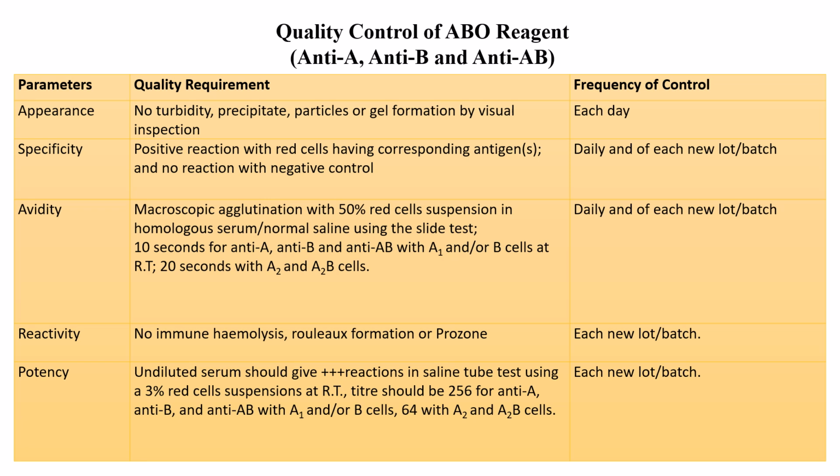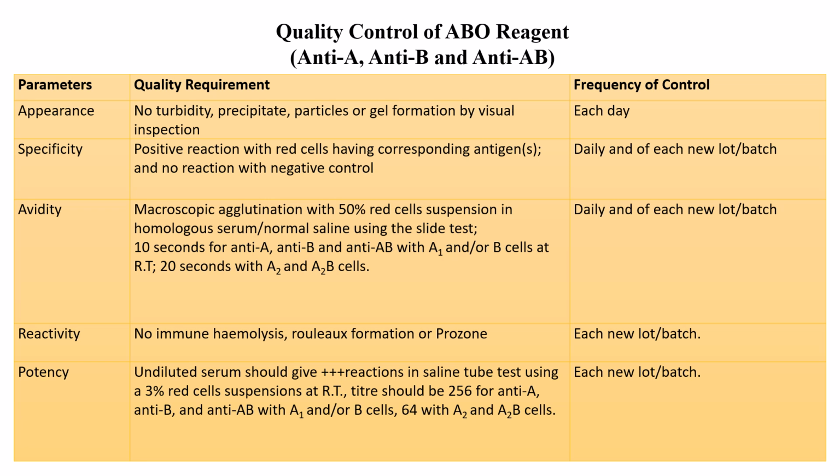Now QC of ABO reagents like anti-A, anti-B and anti-AB. For the appearance, we have to do it every day. There should be no turbidity, precipitate, particles or gel formation by visual inspection. Then for the specificity, there should be a positive reaction with the red cell having the corresponding antigen, with no reaction with the negative control. That is also daily or with every new lot or batch.